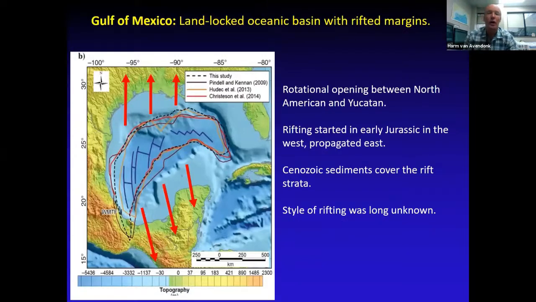So the first study that I'm going to talk about is regarding the Gulf of Mexico. The Gulf of Mexico was long not really understood, like where it really fits in terms of rift and margins. There were a lot of people arguing that it's not really a pair of rift margins. It's like we don't really know.